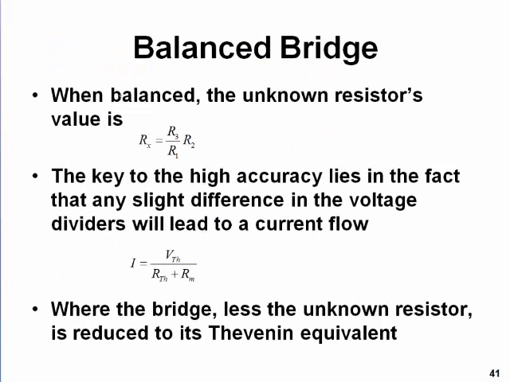So this slide sort of summarizes it. When balanced, the unknown resistor's value is a voltage divider equation. But we are going to look at the case when there's an unbalanced resistor, which is similar to the problems at the very end of this chapter. Actually, I think I'm going to do practice problem 4.18, which has an answer, but it's not worked for you.